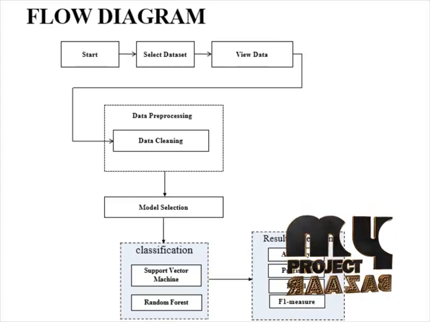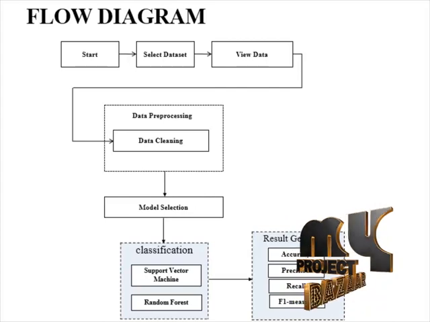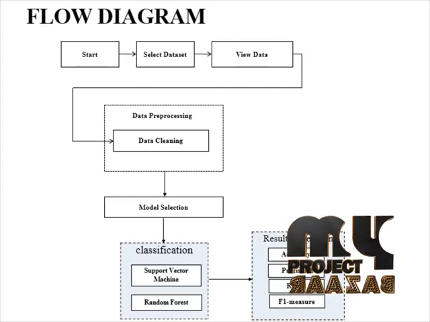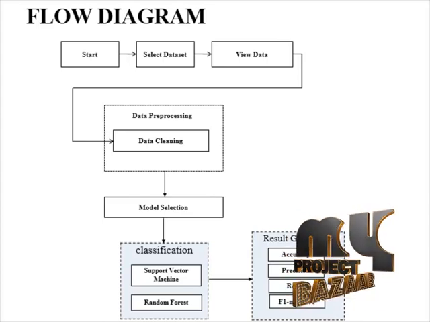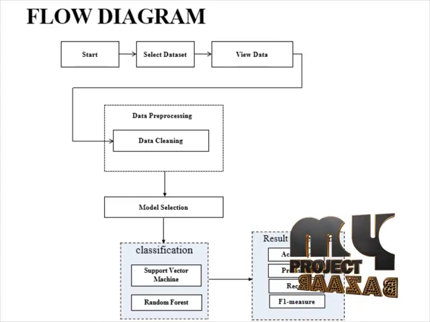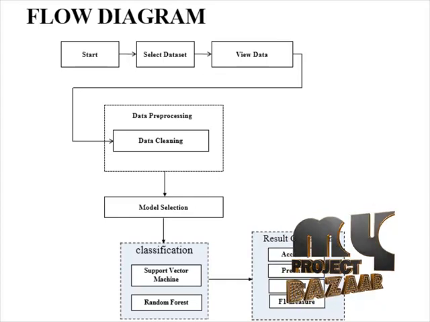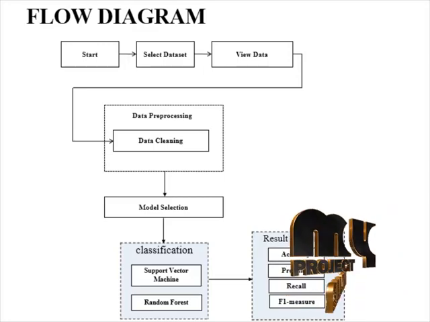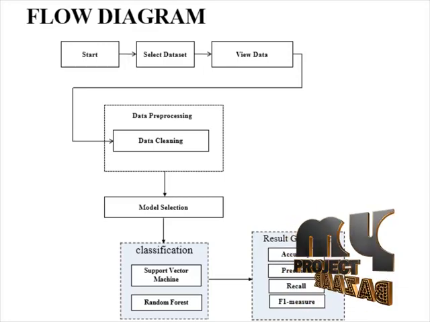After that, it will be implemented into model selection. In model selection, we need to choose the independent variable and dependent variable. After choosing them, we need to split the data set into training data set and testing data set. Then it will apply into the classification method. In classification, we are using two machine learning algorithms, support vector machine and random forest algorithm, and it will analyze the data and generate the result based on accuracy, precision, recall and F1 score.